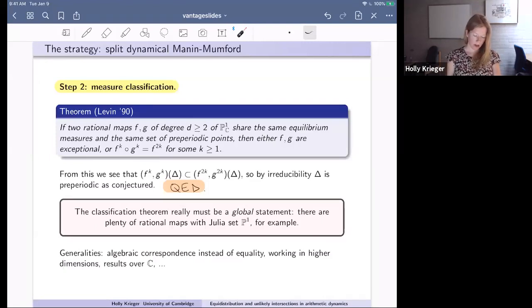All right, just a comment here, by the way. This classification theorem: it is not the case that if two Archimedean equilibrium measures are the same, then the maps are the same or somehow dynamically related, okay? This is secretly a global statement because I assumed that they have the same set of pre-periodic points in addition to that, okay? All right, so this is the restricted example, but one can generalize this in a number of ways.